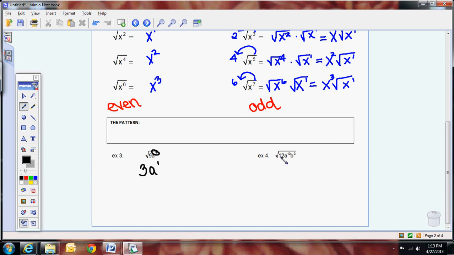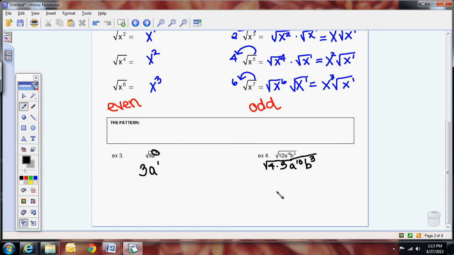I'm going to look here. I'm going to focus on my number first, but 12 is not a perfect square, so this is going to be a little bit more challenging. So I'm going to find the biggest perfect square I can fit into 12, and that would be 4. So that would break apart into 4 times 3. And I'm going to bring down my variables and exponents. So I have a to the 10th and then b to the 3rd.